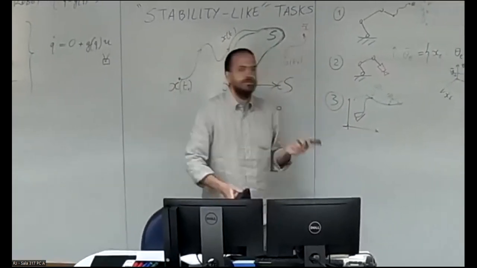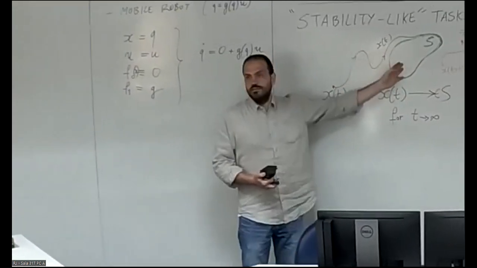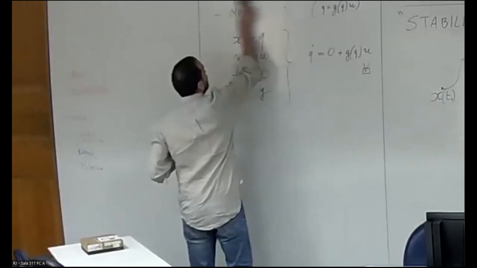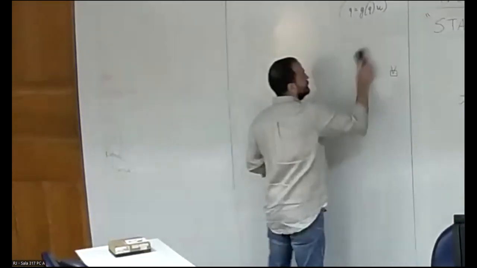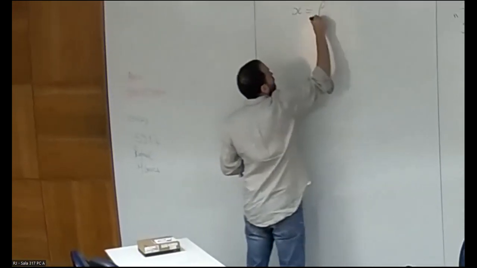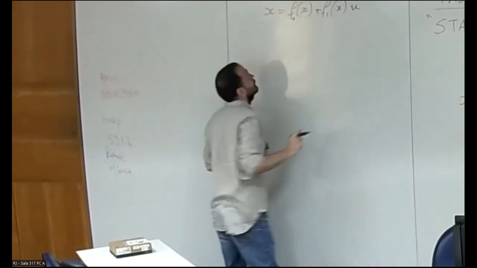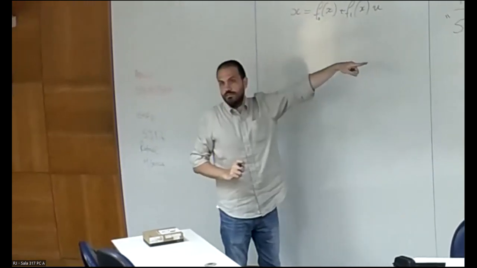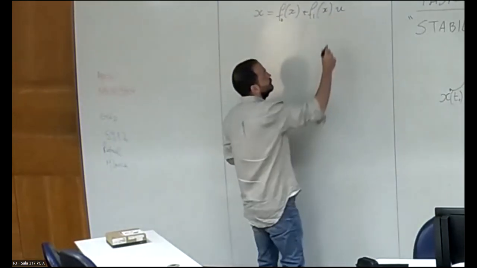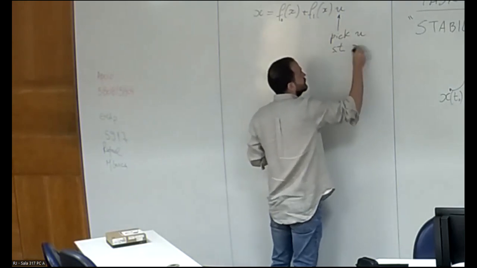Now, how do we execute these tasks? How do we actually go to this set? Now the question is, in other words, we have our model for the system, with the control input, x plus equals f of x and u. Now we need x to go to S. And how do we do that? By a control input u. So we need to pick a u such that x goes to S.